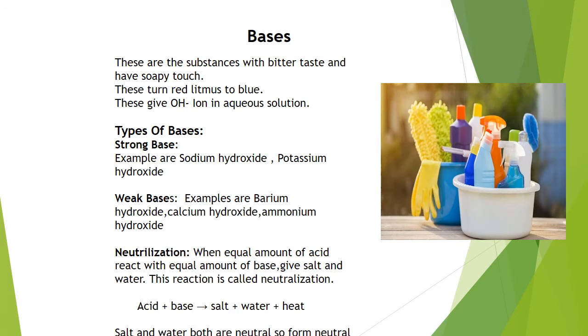Bases. Bases are substances which have a bitter taste, turn red litmus to blue, and give OH- ions in aqueous solution. These are mostly detergents. Bases may be of two types: strong bases and weak bases. Examples of strong bases are sodium hydroxide and potassium hydroxide. Weak bases are barium hydroxide, calcium hydroxide, ammonium hydroxide.